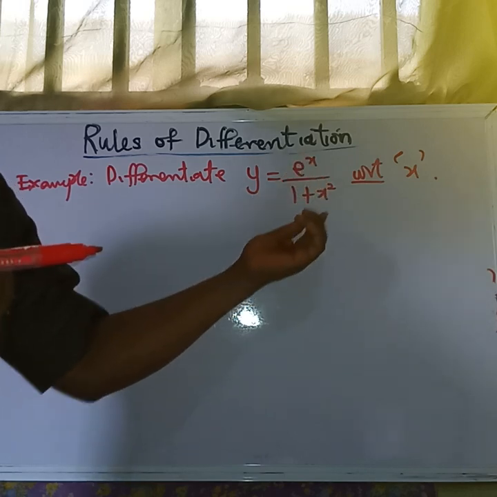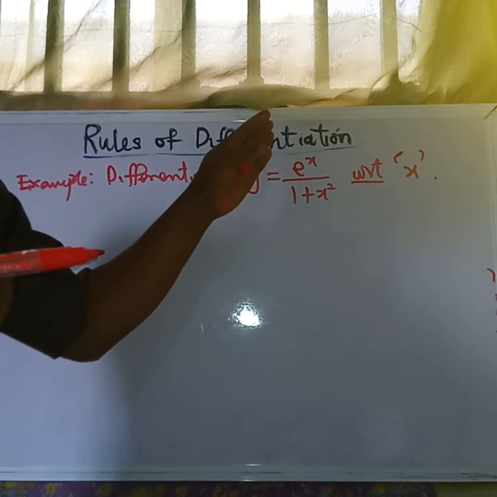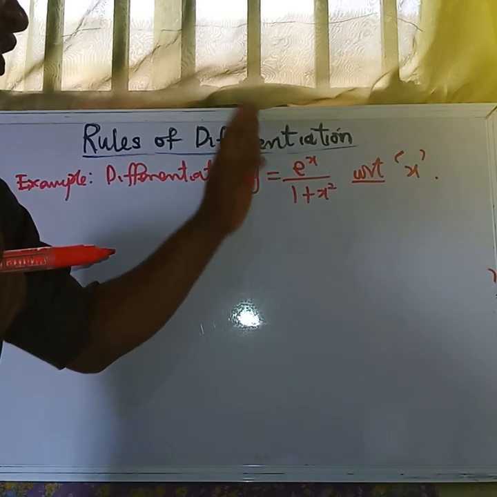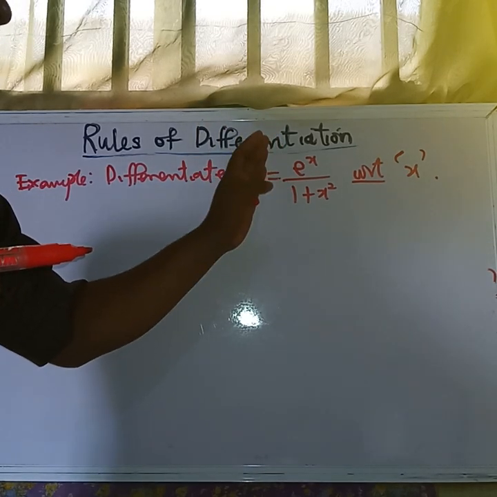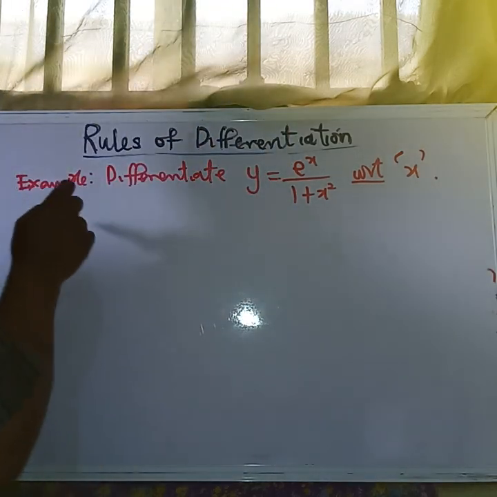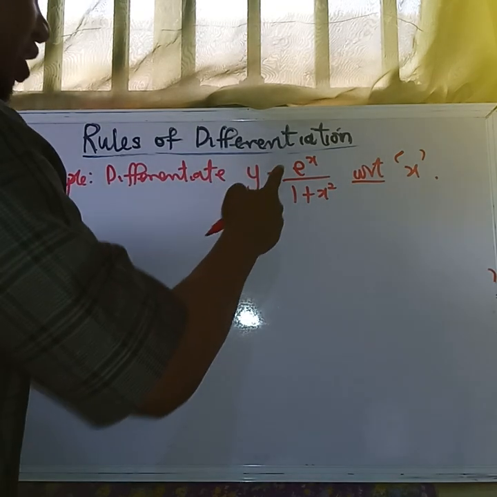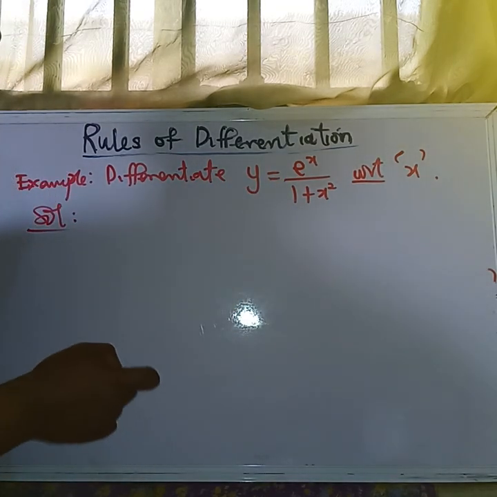Since x is 0, there is no such x here that will make this 0. So this means this function is a differentiable function. Accordingly, it is possible for us to find the slope or the derivative of this function with respect to the argument x.